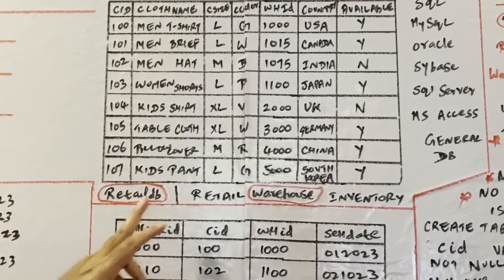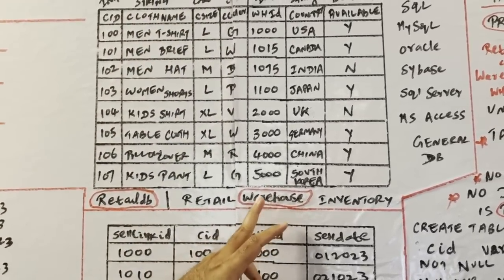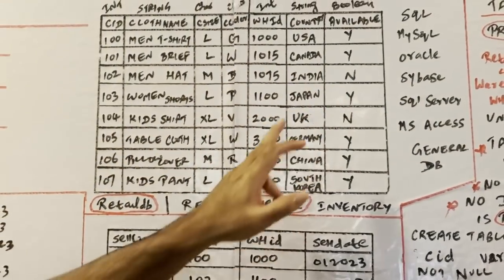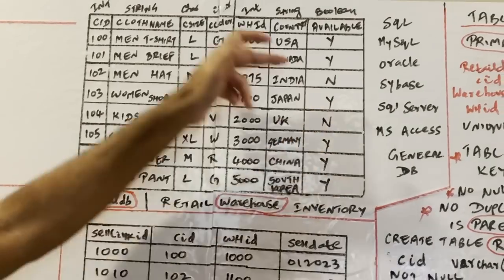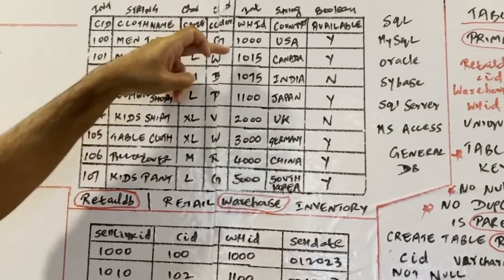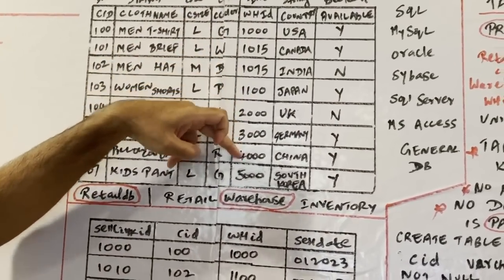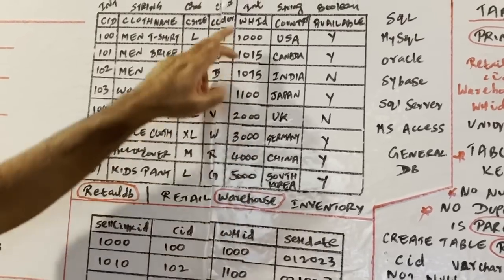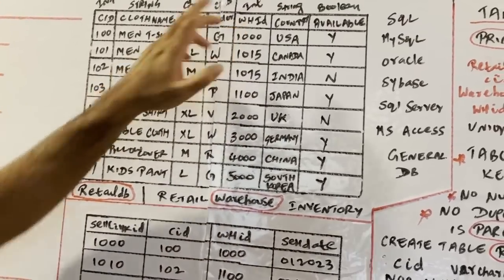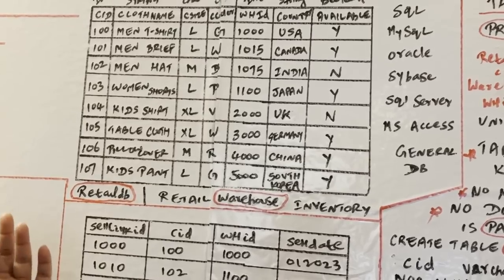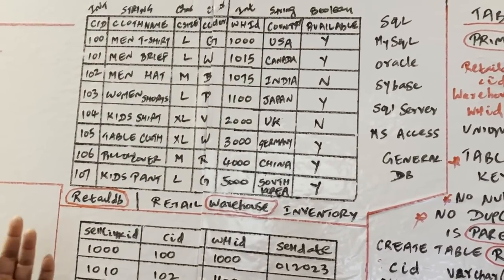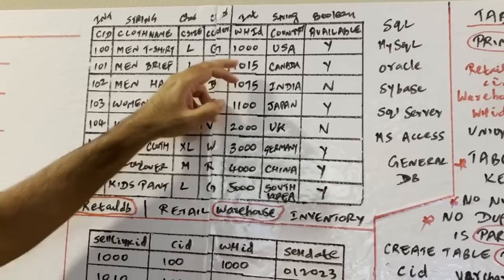That's the retail DB. I have another second table called warehouse that has three columns and the same 8 rows. This is the warehouse table. It has the ID, warehouse ID. Each table will have an ID and a primary key. That is the default for any kind of relational database.